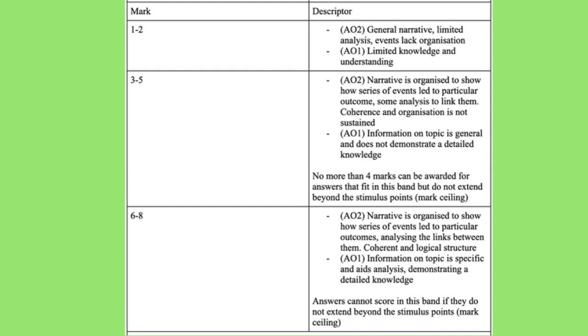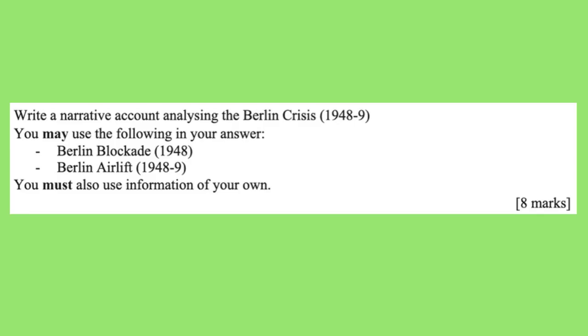It's also really important that you use your own knowledge. So you might notice at the bottom of bands 2 and 3 that there's a mark ceiling, where it says that you can't score higher than the middle bands or even score in the top band if you only use the stimulus points. So drawing on evidence from your own knowledge is really, really important to boost you into the higher bands. Let's take a look at an example to see all of this put into action.